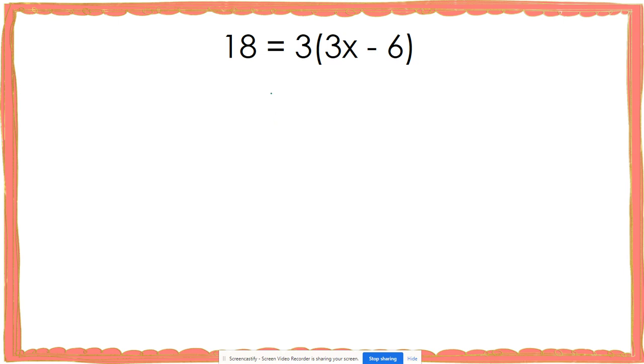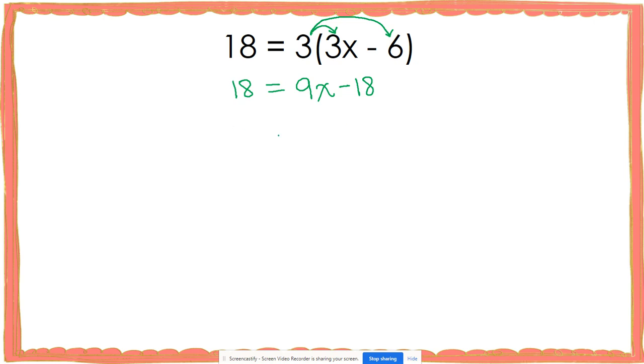In this equation, I notice that I don't have like terms on my left side or on my right side, but I do need to distribute my 3 so that I can simplify this right side of my equation. So I'm going to distribute the 3. I didn't do anything to the left side of the equation, so I'm just going to rewrite my 18 and my equal sign. And over here, I'm going to multiply 3 times 3x, which would give me 9x. And then I'm going to multiply 3 times negative 6, which would give me negative 18.